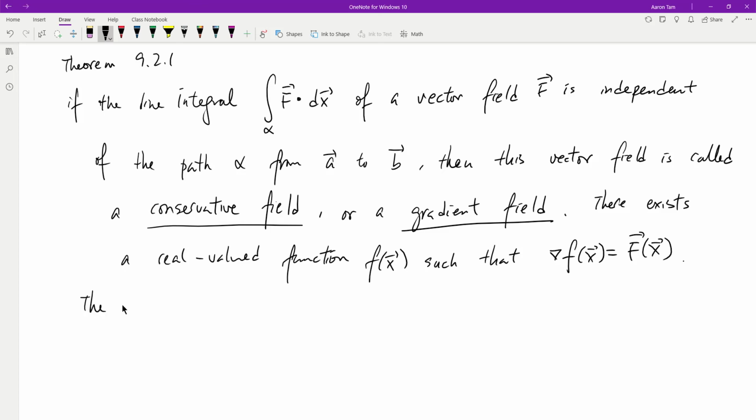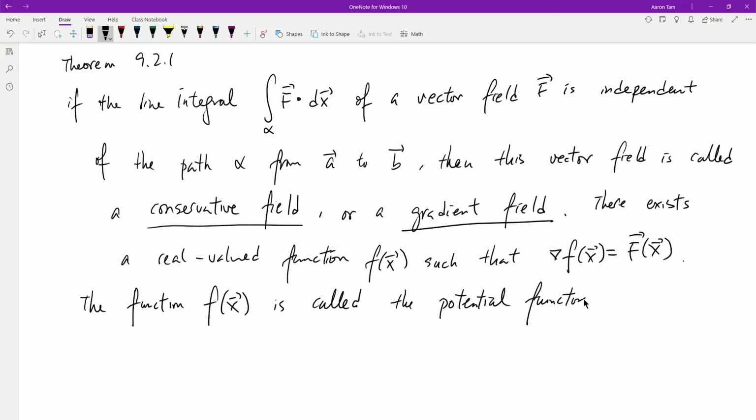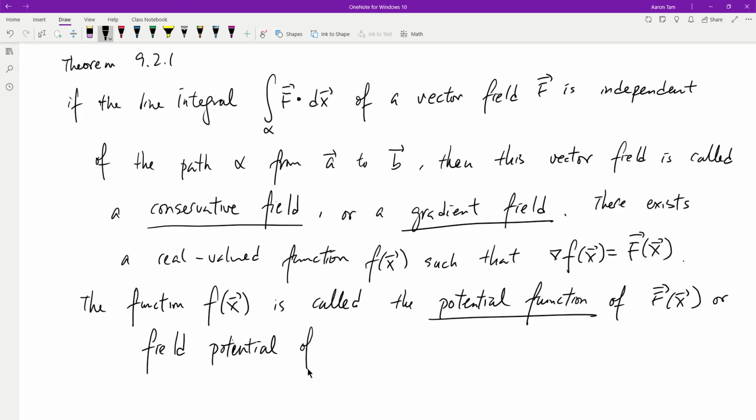And this lowercase function f has a name. The function f of vector x is called the potential function of vector F of vector x, or sometimes it is referred to as the field potential of vector F of x. So sometimes it's called a field potential, but sometimes it's just referred to as the potential function.